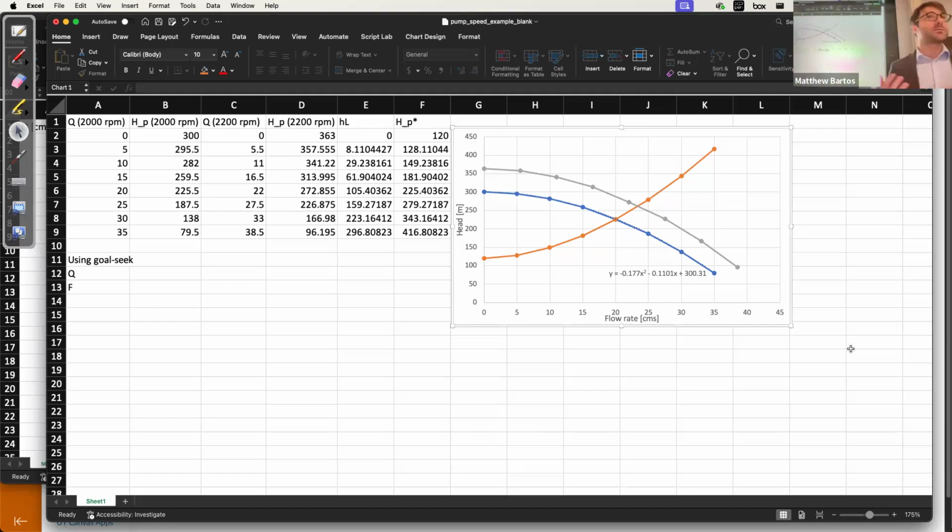This is characteristic of what this pump speed scaling is going to do. It's either going to move your pump curve up and to the right if you increase the speed, or it's going to move your pump curve down and to the left if you decrease your pump speed. Are there any questions on this example?